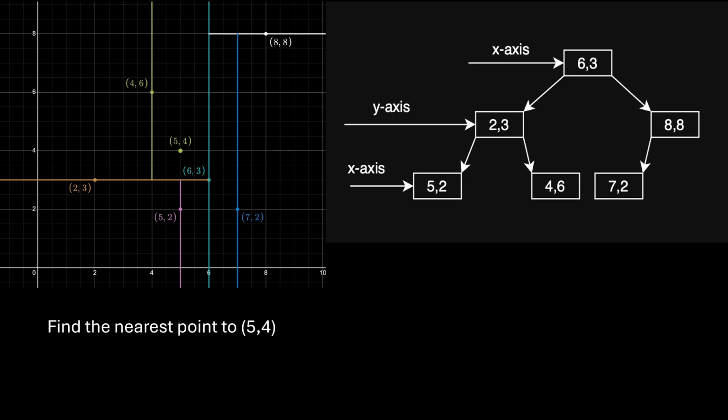Now we're going to find the nearest point to 5, 4. Let's say for this example, we considered all the nodes are coffee shops, and 5, 4 is where you are. So you want to find the nearest coffee shop. First, we will traverse to the leaf node using the 5, 4 coordinates.